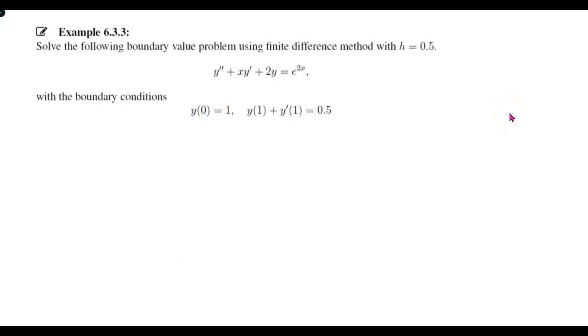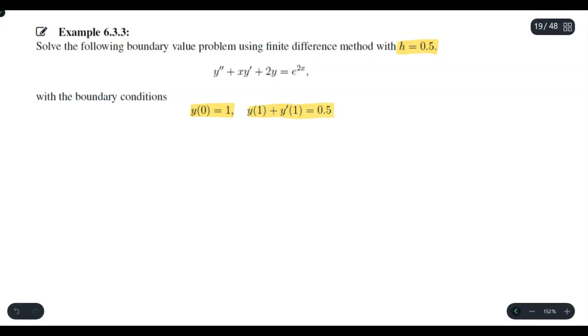Consider this example, this BVP here. So you need to solve this BVP here using the finite difference method with h equals 0.5. So h is basically the step size of your x, and then you are given the boundary conditions. So you can see at the left boundary you have y(0) equals 1, and then at the right you have y(1) plus y prime(1) equals 0.5.